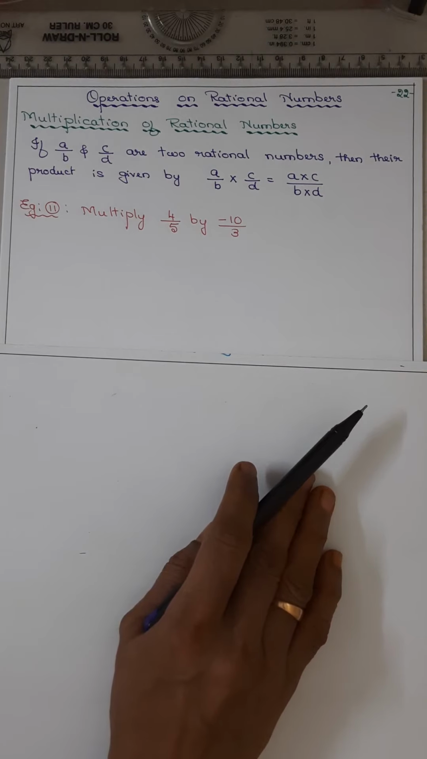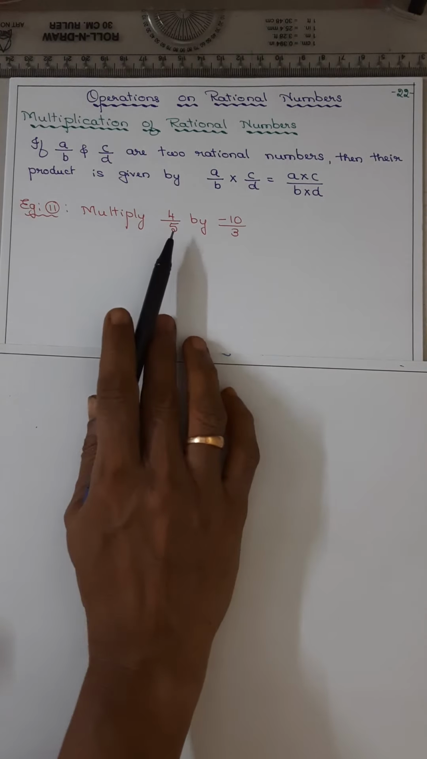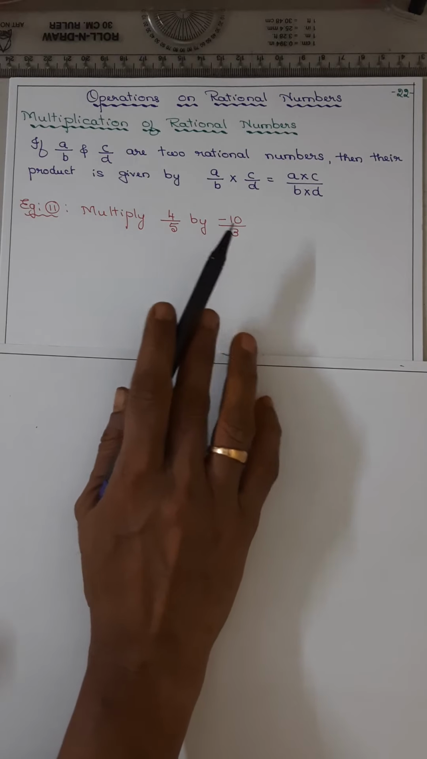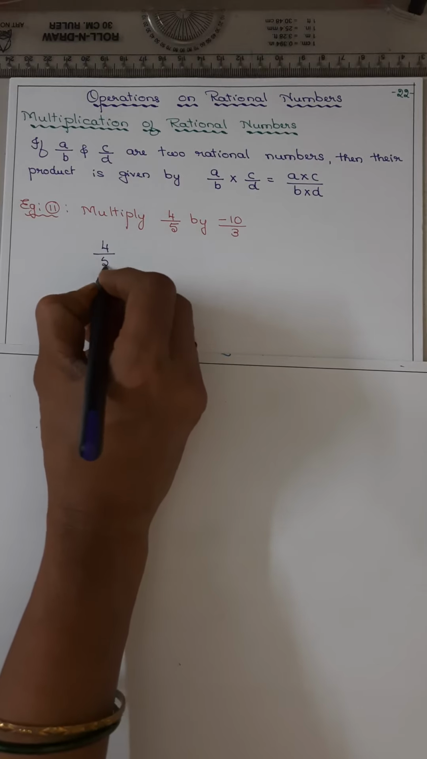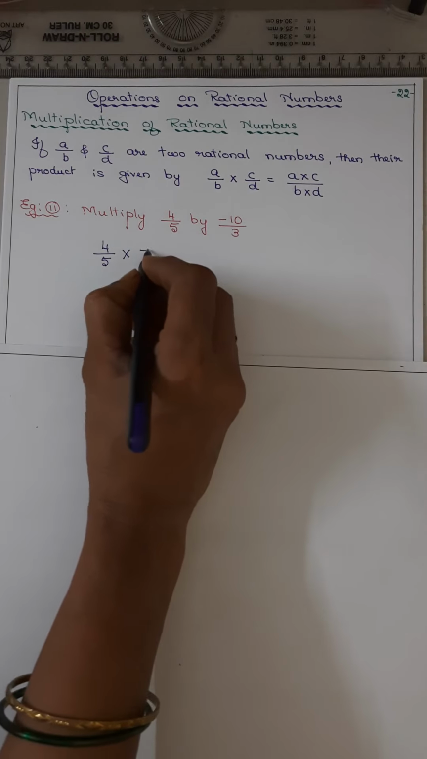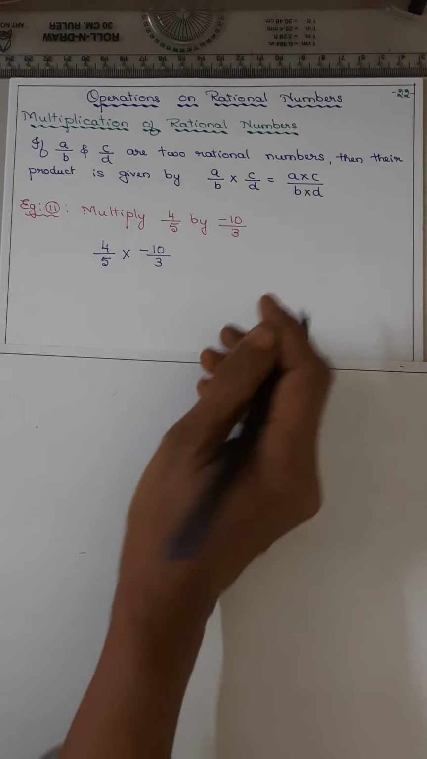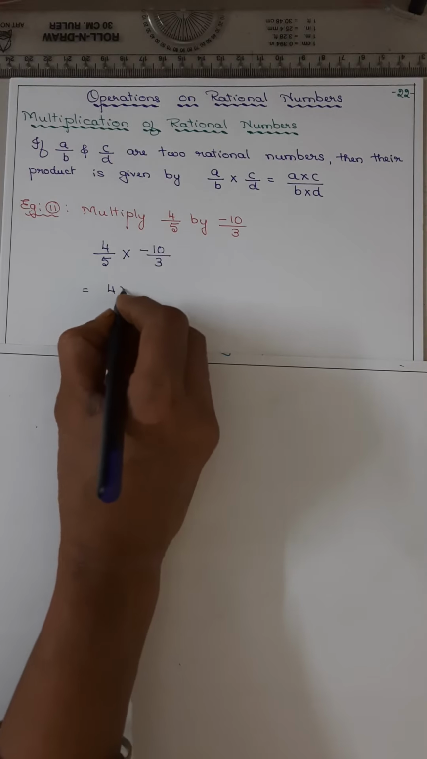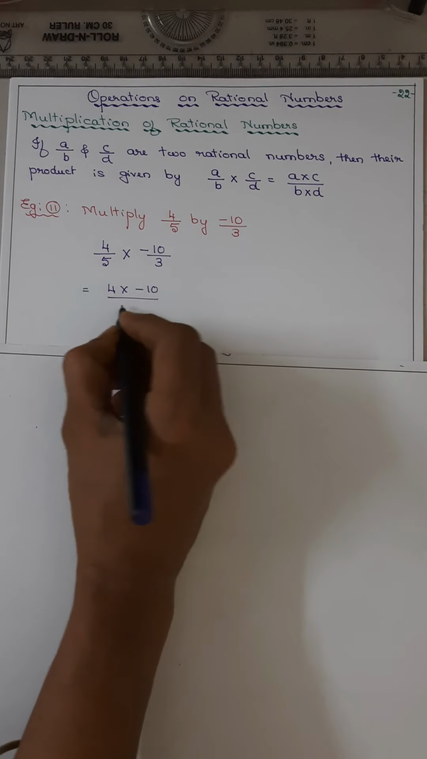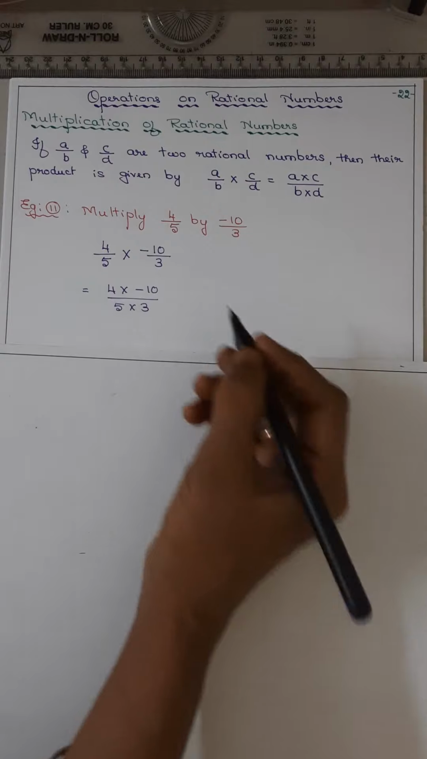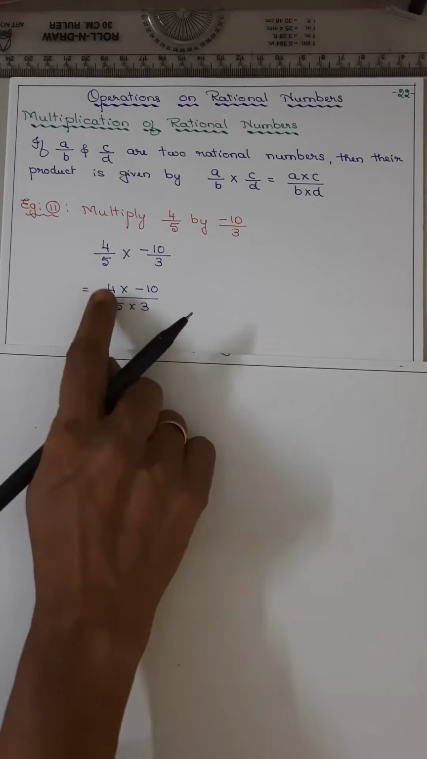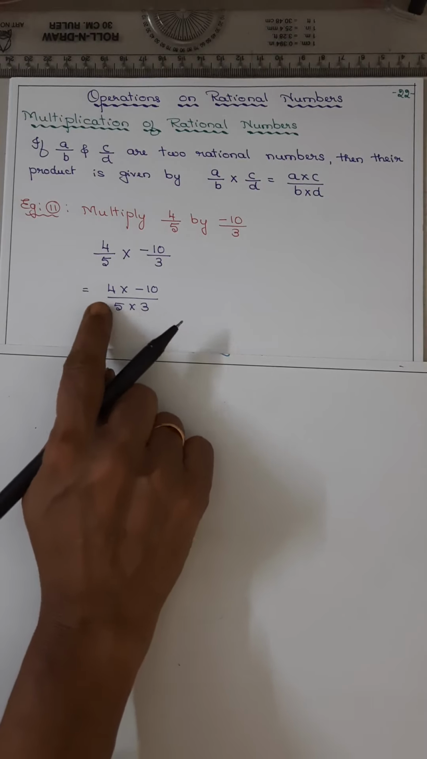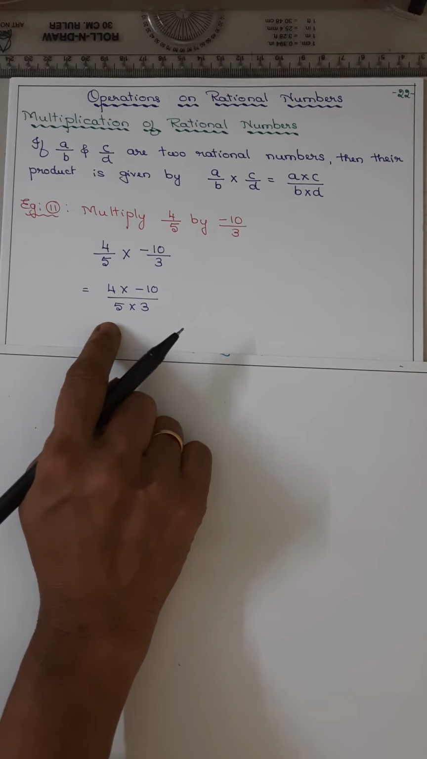Now coming to example 11, multiply 4 by 5 by minus 10 by 3. So, 4 by 5 multiplication sign minus 10 by 3. That means 4 into minus 10 upon 5 into 3. As in fractions, you have to check the numerator and the denominator. If they are multiples of the same number, then you have to cancel.